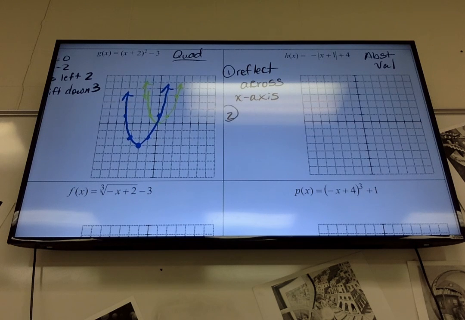x plus 1, set it equal to 0 because that's inside the absolute value. When I solve that, that's minus 1. So that means we shift left 1. And then the plus 4 means that I shift up 4.